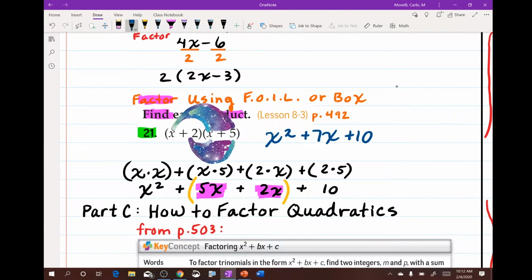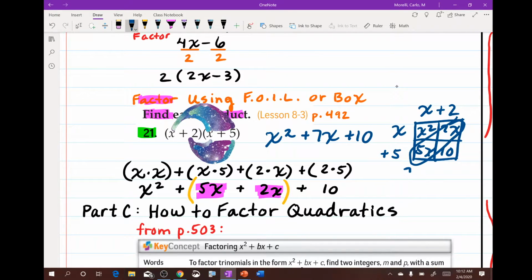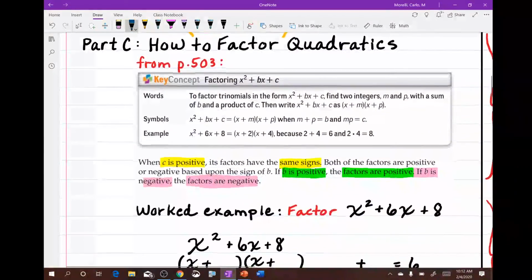If you had done the box method, you would do x plus 2. It doesn't matter how you write it. You would just multiply it all out. This is x squared, 5x, 2x, and 10. And you get the same thing. You combine those terms and you get x squared plus 7x plus 10. So you get to choose what method you like, unless the problem specifically tells you to use one or the other. All right, that's the warm-up. Now we're getting into the new stuff.